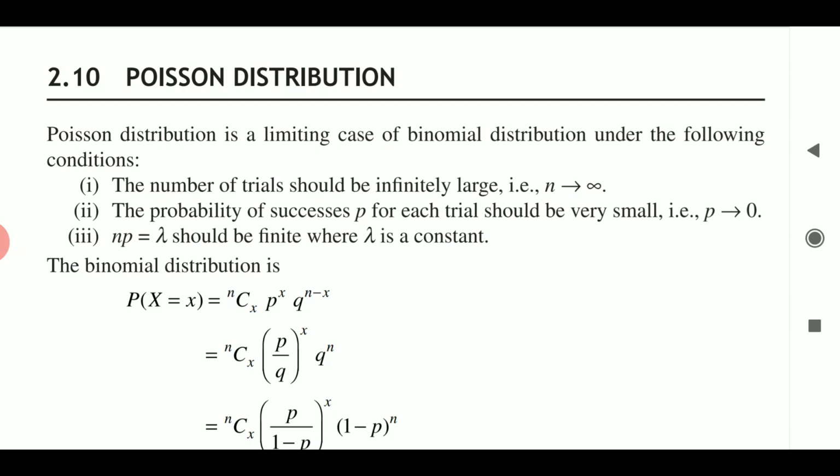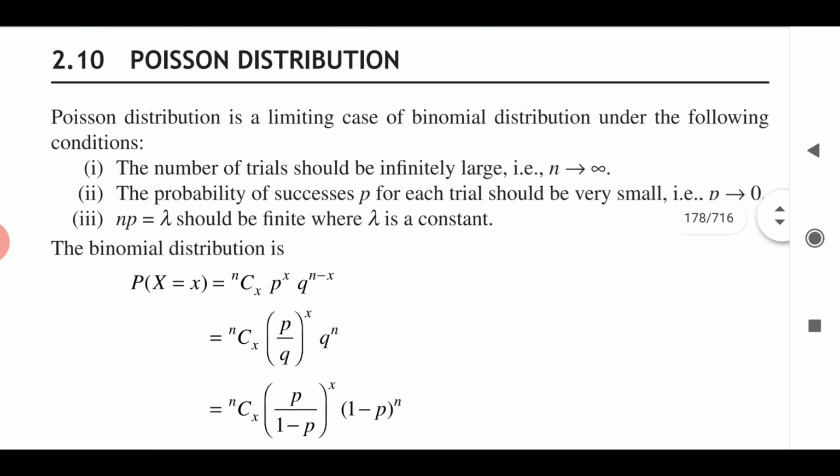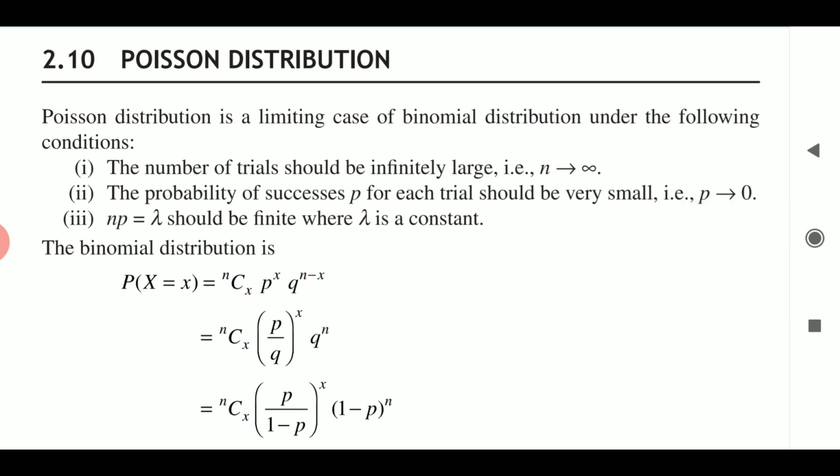Third thing is np. n is the number of trials, p is the probability of success. When you multiply them both, it equals some lambda, which should be finite, where lambda is a constant. So np should come finite, and that np is going to play a very important role as far as other aspects of this distribution are concerned, including mean, variance, etc.